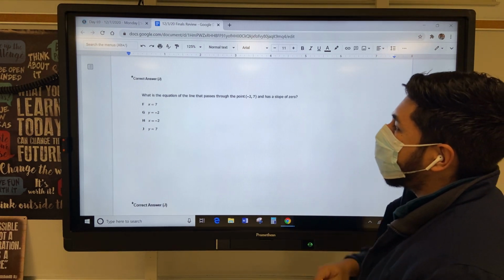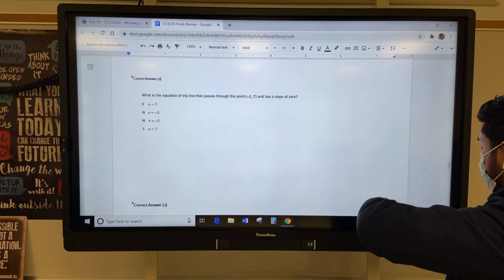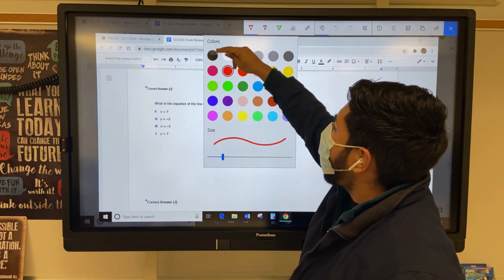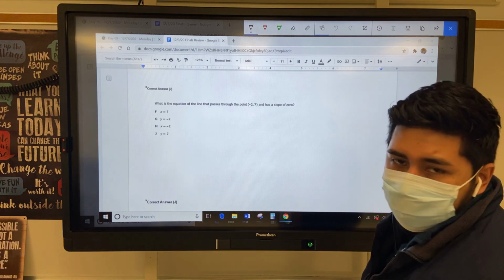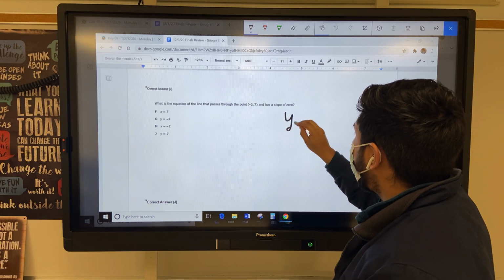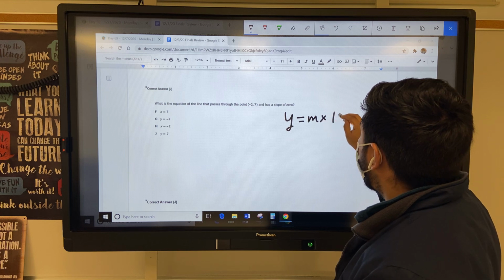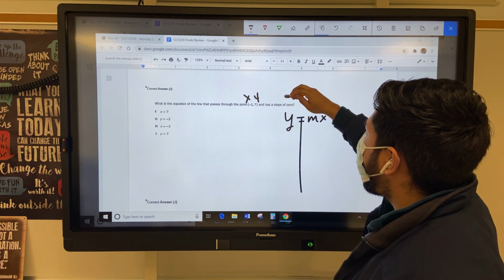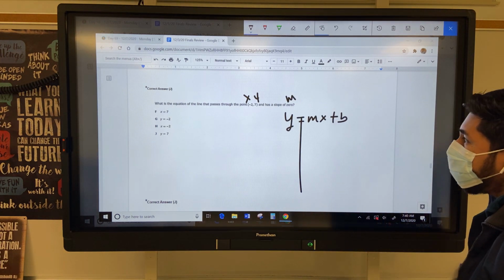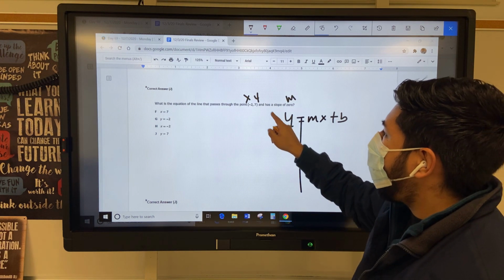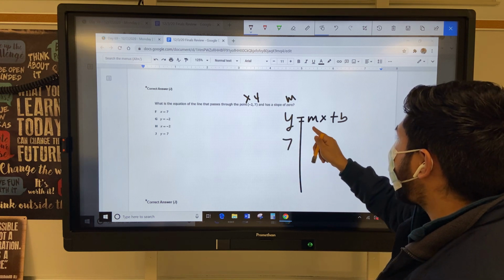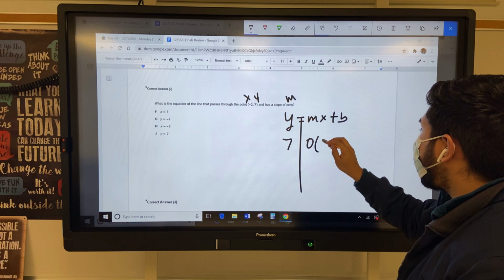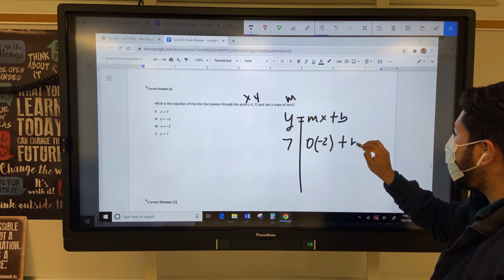All right, this is pretty cool. Which equation best represents that line with a slope of 0? We can definitely either graph it or use y equals mx plus b. This is x, y, and the slope is 0. Who's my m? My y? 7. Who's my m? 0. Who's my x? -2 plus b.